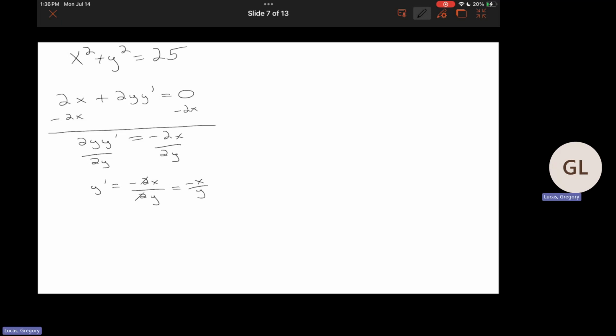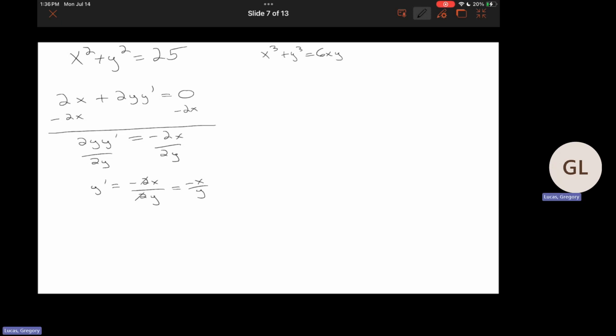So let's look at another one. This one was pretty straightforward. The only difference is we took the derivative of y, we multiplied in that y prime and solved. Let's say we have something like this. I have x to the third plus y to the third equals 6xy. So now I have a y on both sides. And I have to think of some of my normal derivative rules that I know.